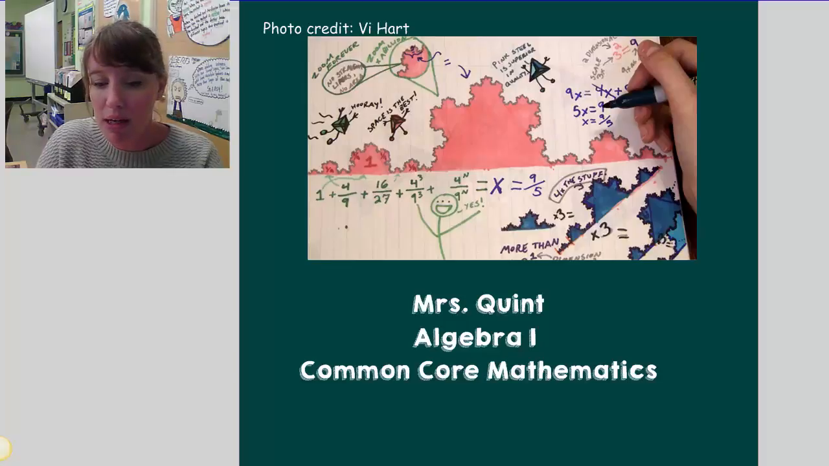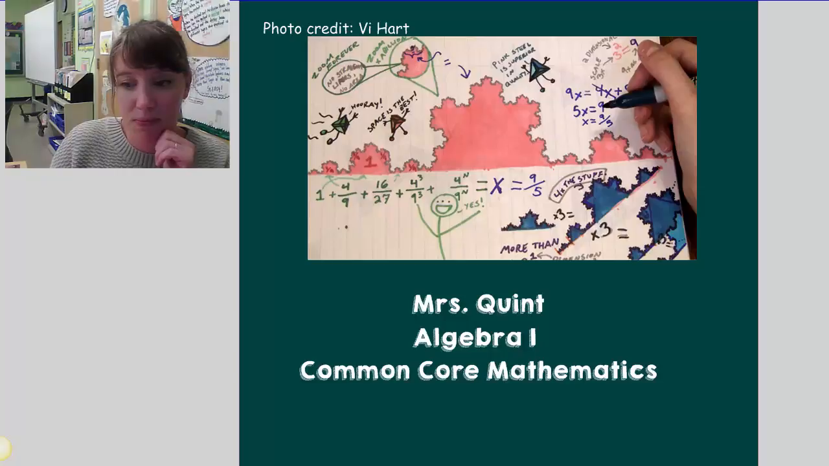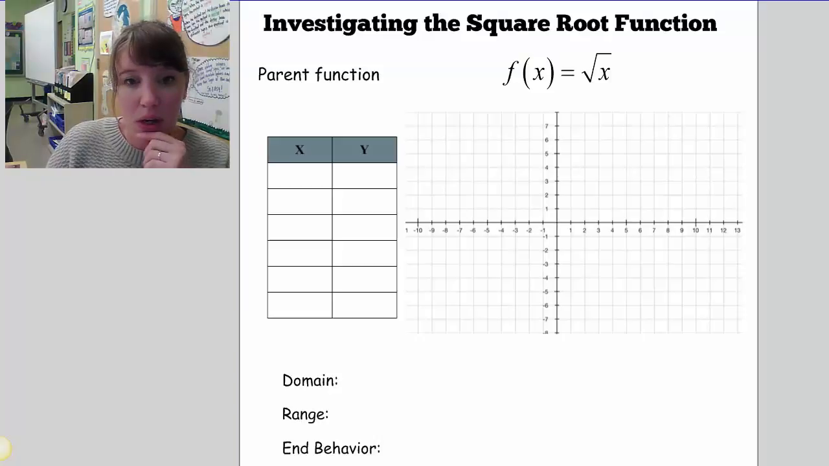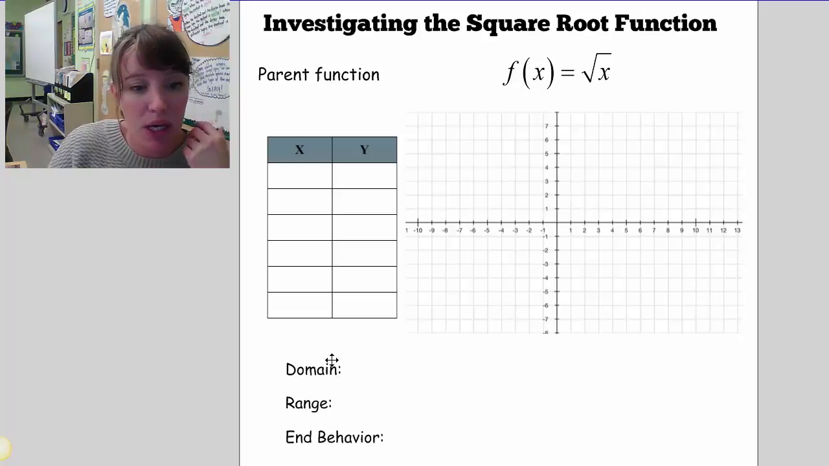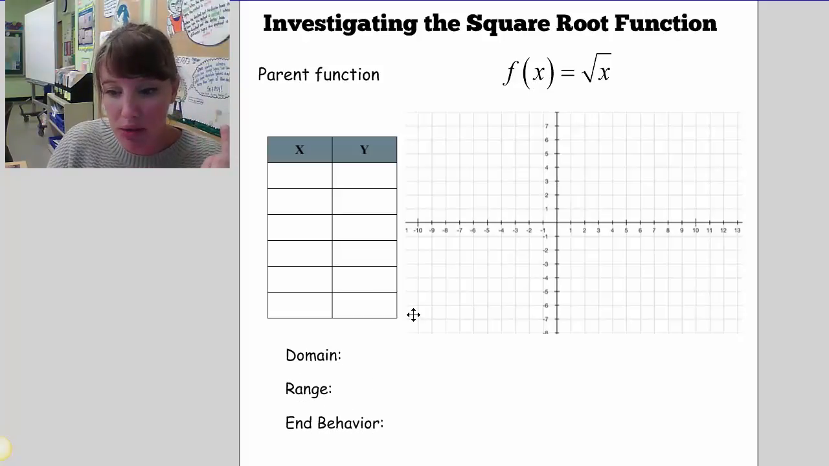Welcome back. Today we're going to be talking about the square root function. What it does is it takes the input x and takes the square root of it. So it's sort of the opposite of squaring the function, right?